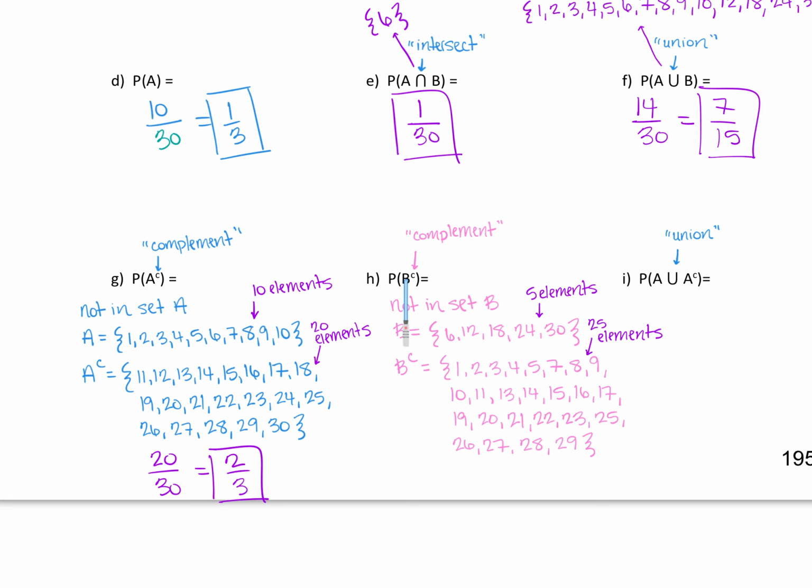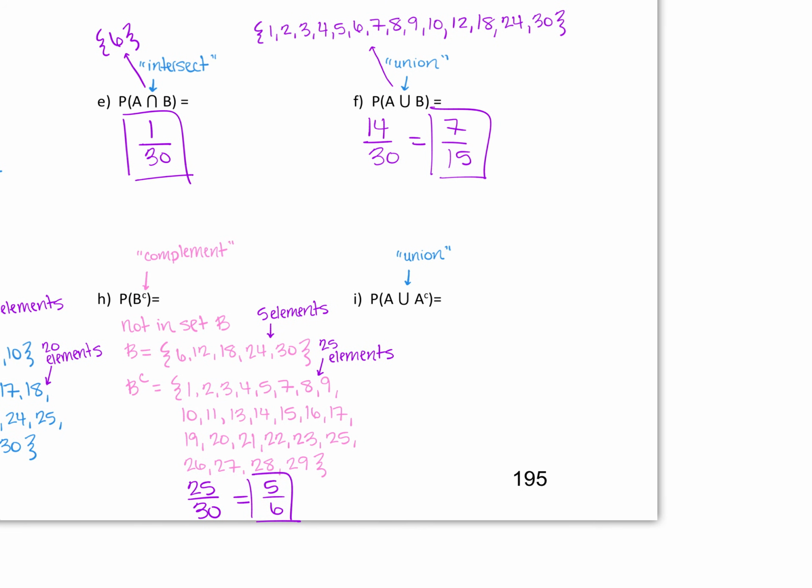And then the probability of not being in set B, the complement again. Remember, set B is drawing the multiples of 6. That has 5 elements, which means not B is going to have the 25 elements. So it's not going to have the multiples of 6. That means 25 out of 30 will be in not the set B, and that can simplify to 5/6.